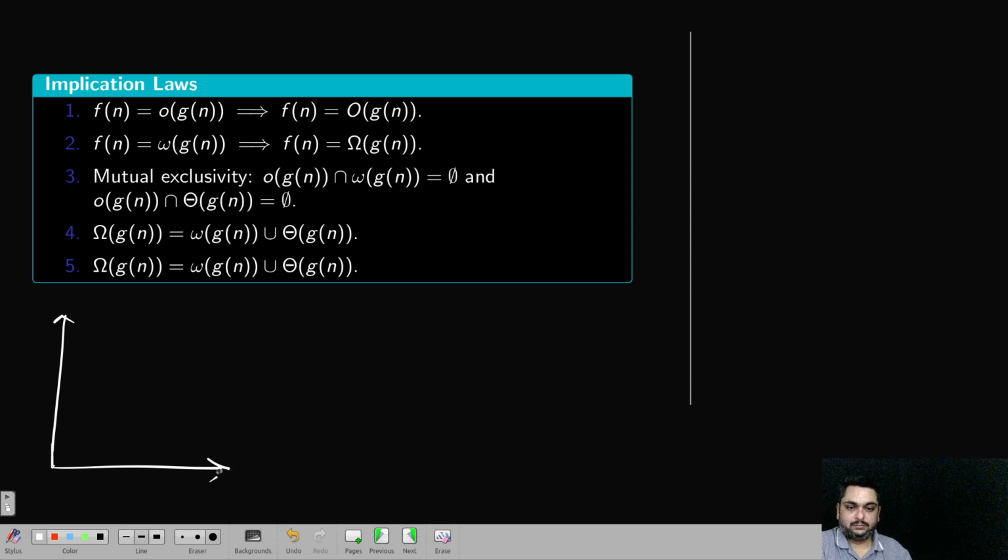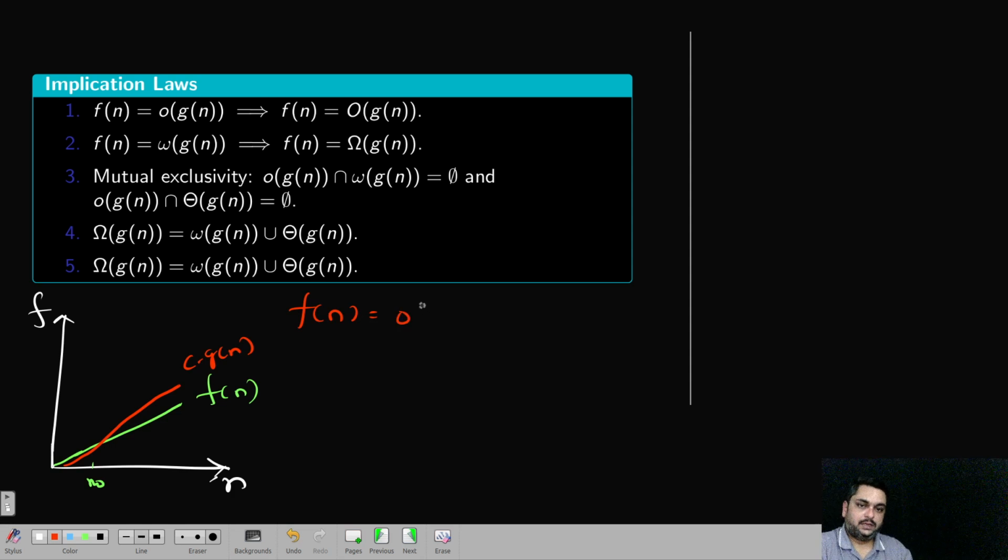If I have a function, say f of n, I am representing it like this up to some point n naught. Now there is a function g of n, and c into g of n. So when I represent f of n is equal to little o of g of n, this means f of n is strictly less than c into g of n.